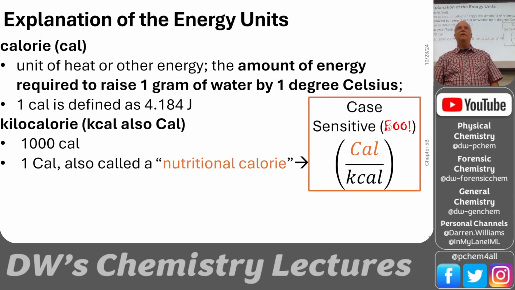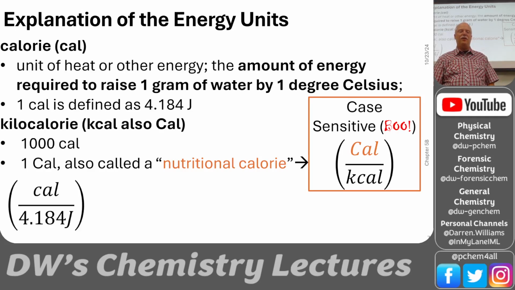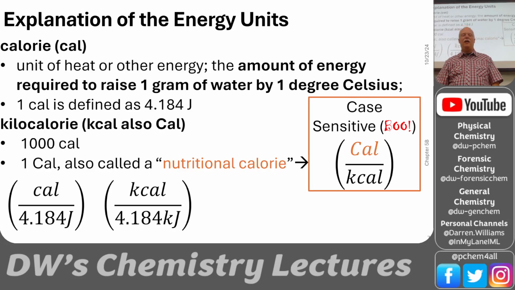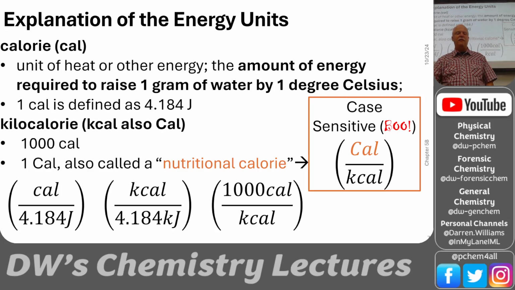I didn't come up with this. Don't blame me. Okay. But so here's some conversions. Lowercase c cal is 4.184 joules. A kilocalorie is 4.184 kilojoules. So you put a kilo on top and bottom. That's totally legal. You have 1,000 lowercase c calories in a kilocalorie. Okay. Or you could have a capital C Cal over a kilocalorie. Those would be the same.